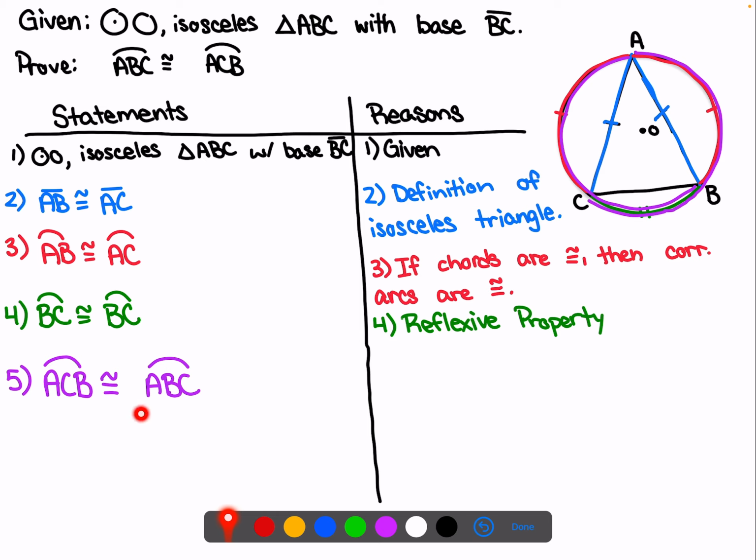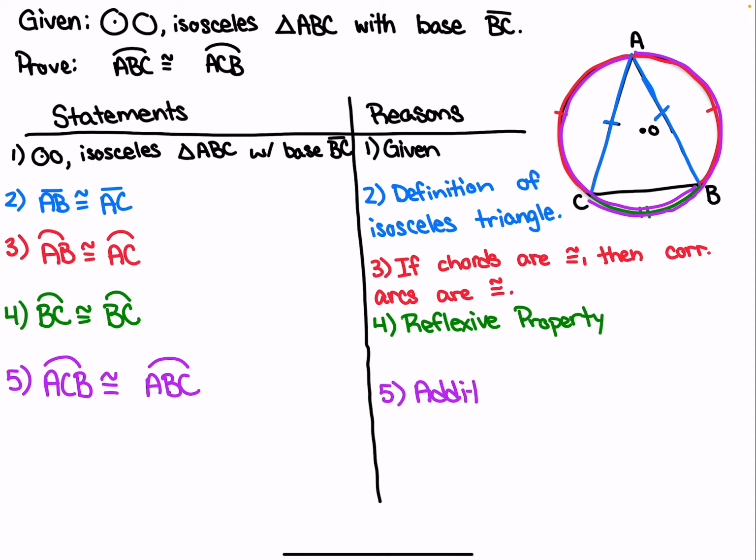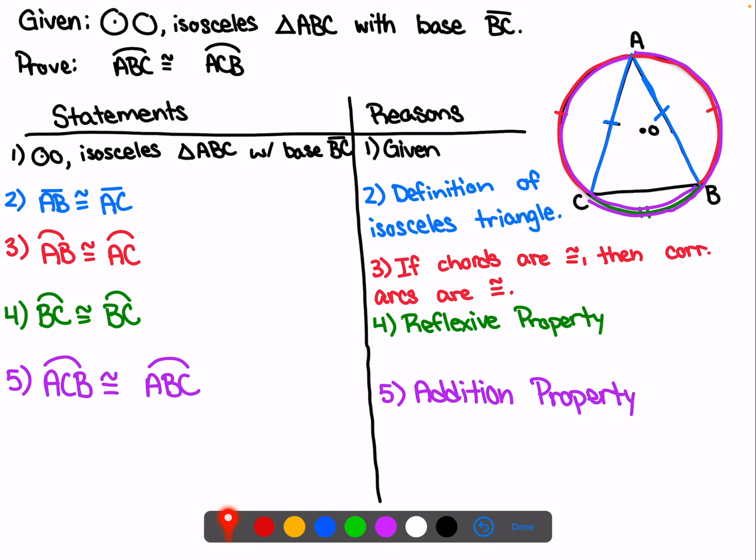And the reason I can say that these arcs are congruent is all I'm doing is adding the red and the green arcs. So that would be the addition property. And with that, this proof is now complete. All right, let's go ahead and try out our sample problem and end this video up.